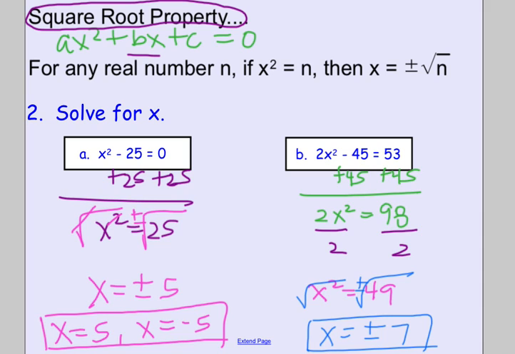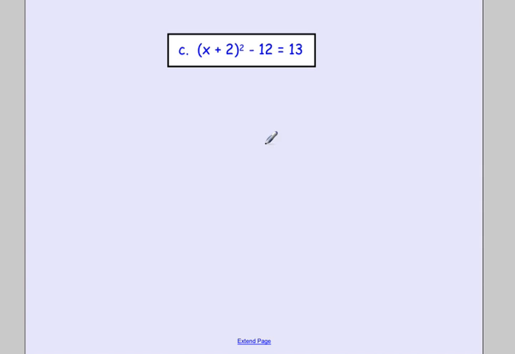All right. Good. Moving on to C. Okay. This one does just have an x, but do you notice how there's a square around it first? Okay, so it's really like an x squared, and the way I'm going to handle it is I'm going to get this piece by itself. So to do that, I would add 12 to both sides. Okay, then I have x plus 2 squared is equal to 13 plus 12 is 25.